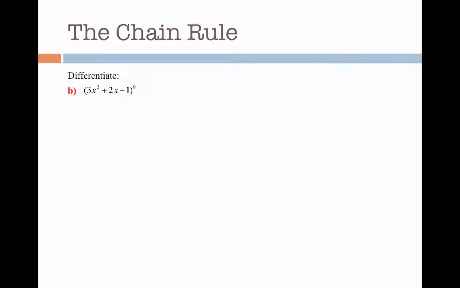Let's take a look at b. b is another large function. It's 3x squared plus 2x minus 1 to the power of 9. To begin with, we're going to let u equal the bracket. So u is going to equal 3x squared plus 2x minus 1. Take a moment to think about what the differentiation of u will be with respect to x. The differentiation of u with respect to x is going to be 6x plus 2.